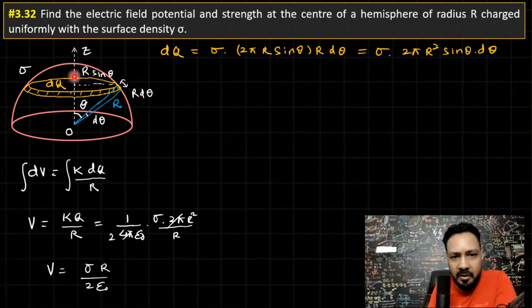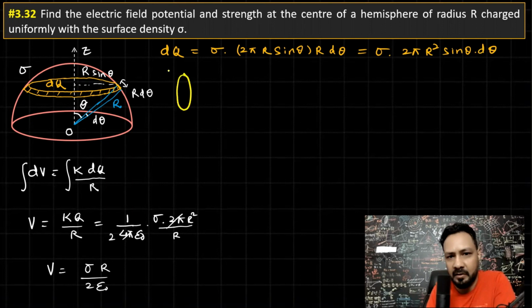And as my theta goes from 0 to 90 degrees, or pi by 2 radian, such rings will span the whole hemisphere. It will cover the whole hemisphere. Because of this ring, I have to find the electric field at O, and for that, I need to recall the electric field due to a charged ring at its axial point.